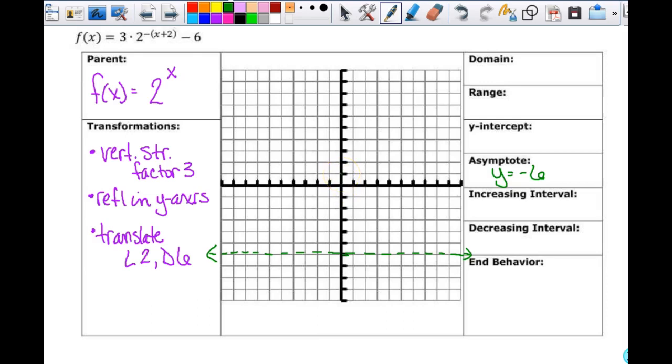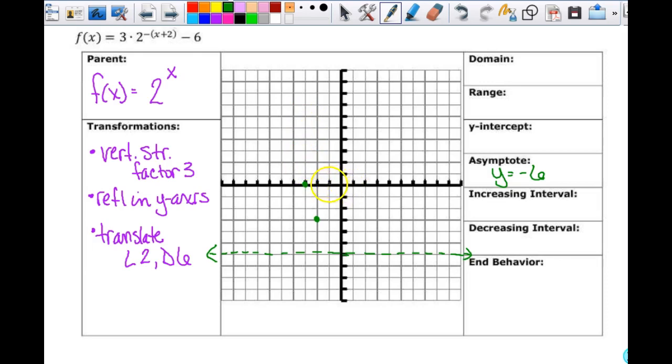I get a vertical stretch by a factor of 3, so I end up here. I reflect on the y-axis. Well, I'm on the y-axis, so I don't go anywhere. Translate to the left 2 and down 6. For my parent function, when x is 1, y is 2, I have a vertical stretch by a factor of 3, which will give me 6 here. I reflect on the y-axis, go to the left 2 and down 6. And I'm right there.